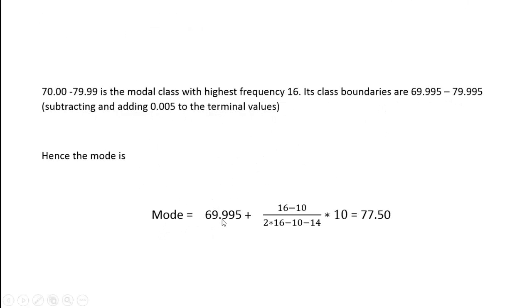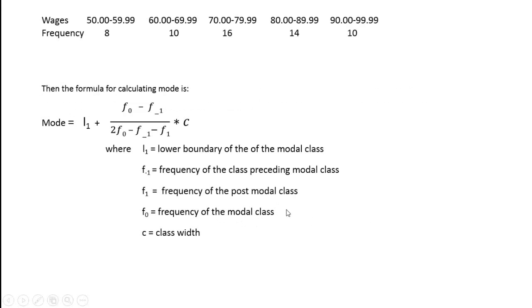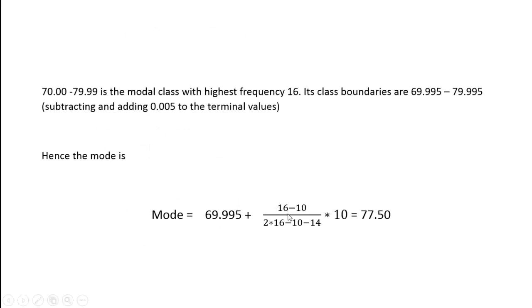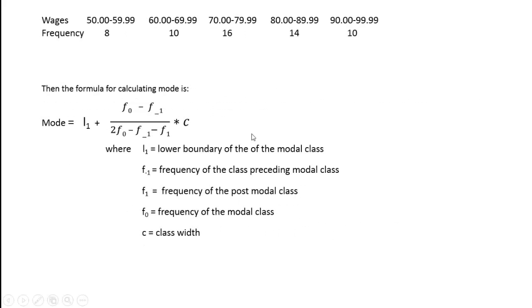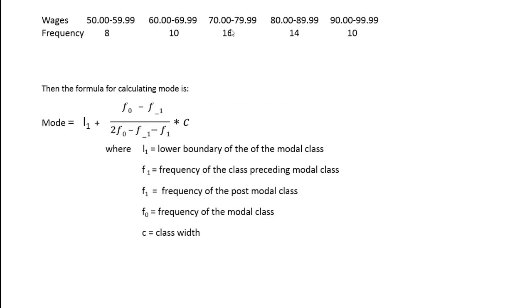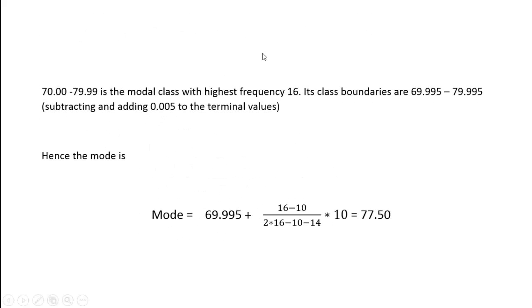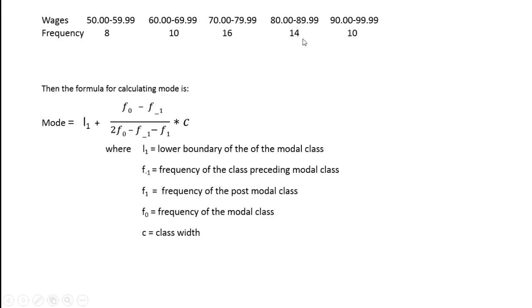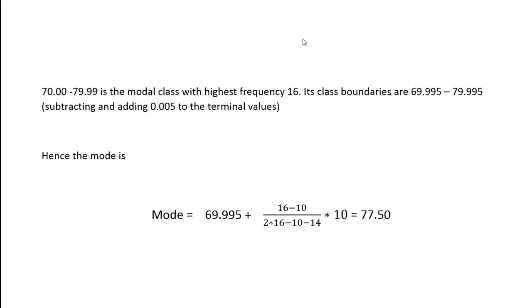Put this here, the lower boundary of the modal class plus (f naught minus f minus 1). F naught is the frequency of the modal class, that is 16, minus the frequency of the class preceding the modal class, divided by 2 into f naught, that is 2 into the frequency of the modal class 16, minus the frequency of the class preceding the modal class, that is 10, minus the frequency of the post modal class, that is 14, multiplied by class width. Thus we get mode as 77.50.